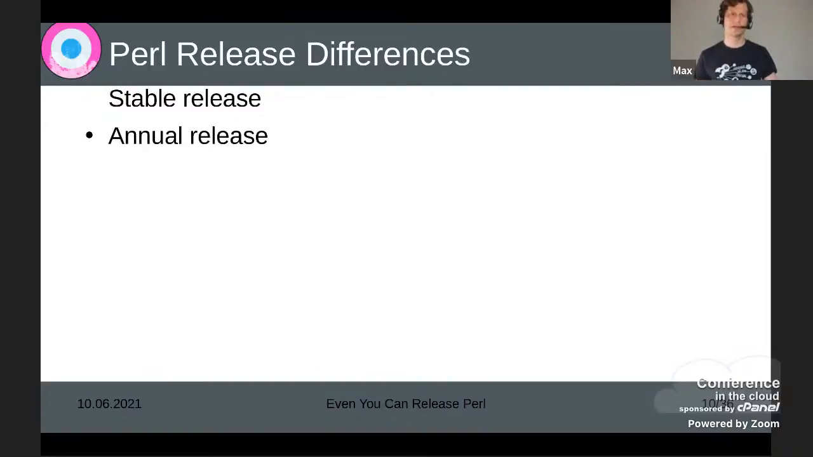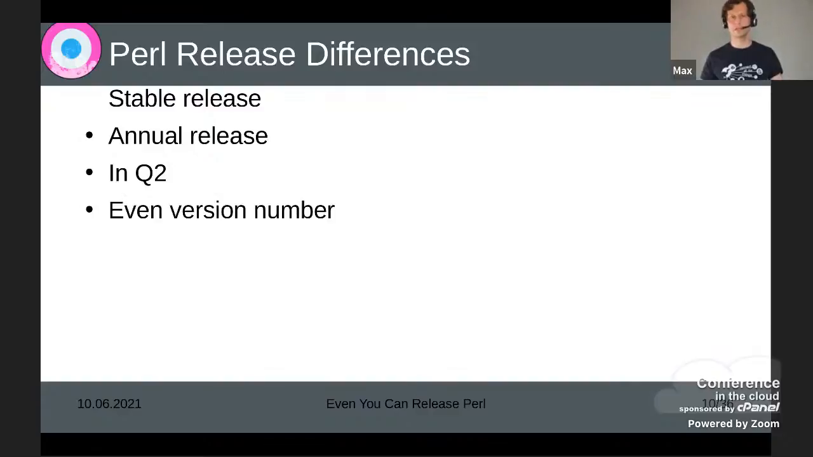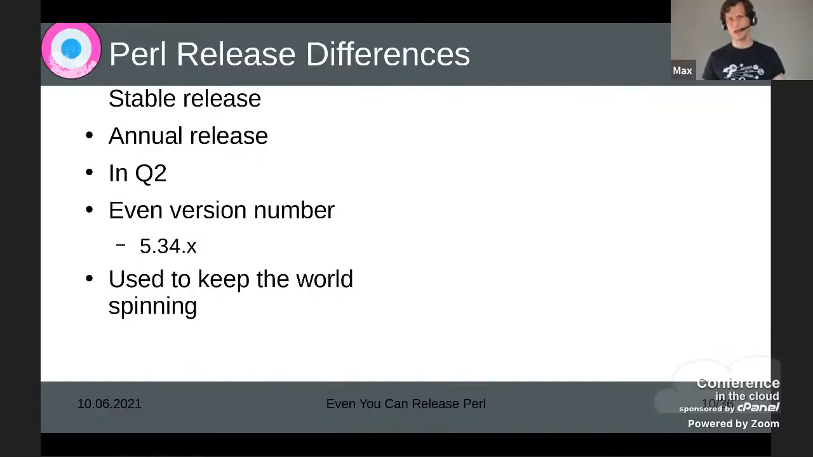As I already said, the stable release is an annual release. That means every year in maybe April or March, second quarter, we get a new stable Perl release. This release gets an even version number like Perl 5.34, and the stable version before that was Perl 5.32. And this is the version of Perl that is used to keep the world spinning.